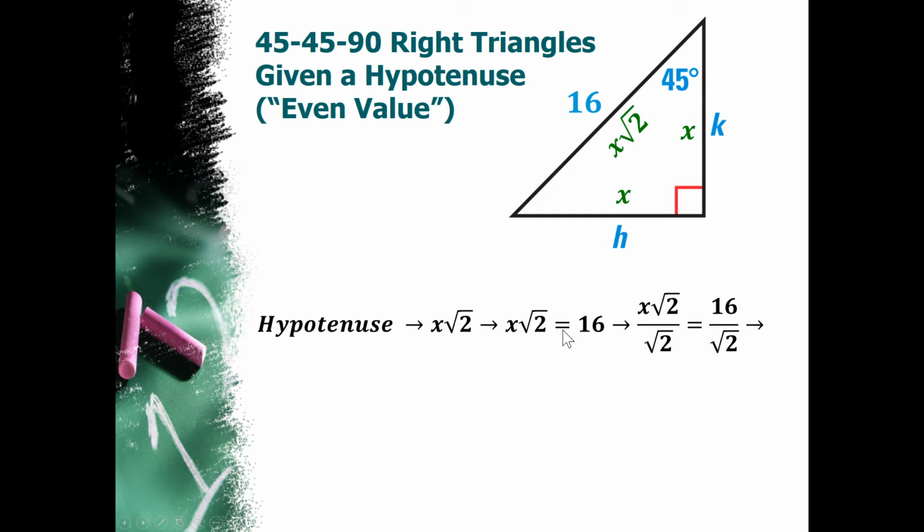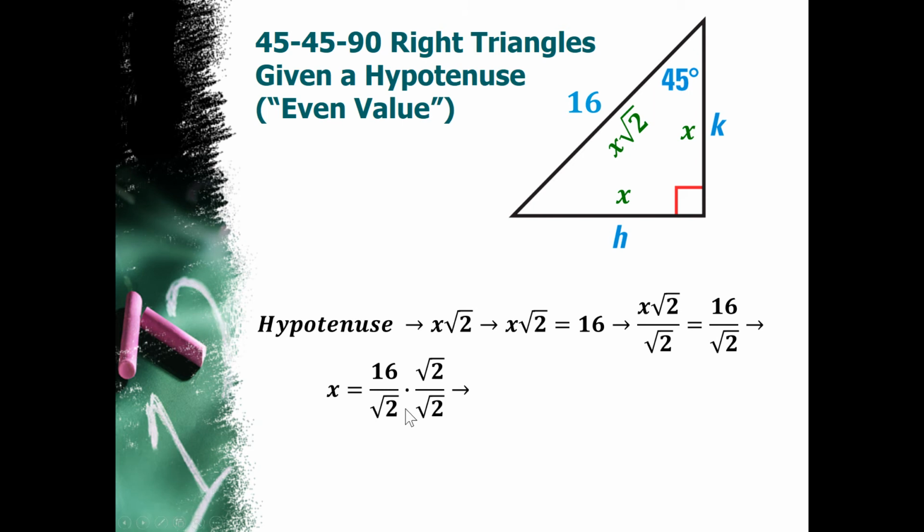We're going to solve that for x. To do that, we're going to divide both sides by root 2. So x root 2 over root 2, the root 2's cancel out, and we end up with 16 divided by root 2. That gives us a denominator that we have to rationalize. Now this is a little different than the 30, 60, 90s because we're dealing with a root 2 in the denominator instead of a root 3. So being that this is a root 2, that form of 1 that we multiply by is now root 2 over root 2 instead of root 3 over root 3.